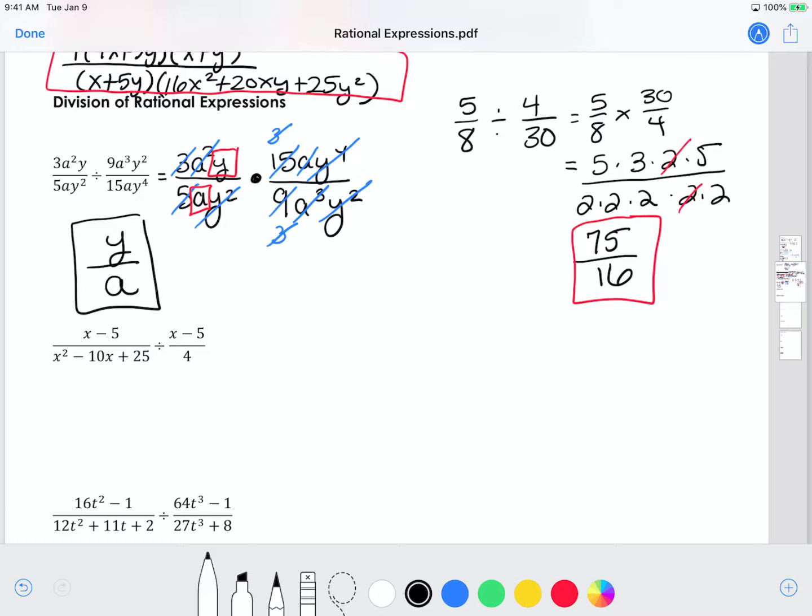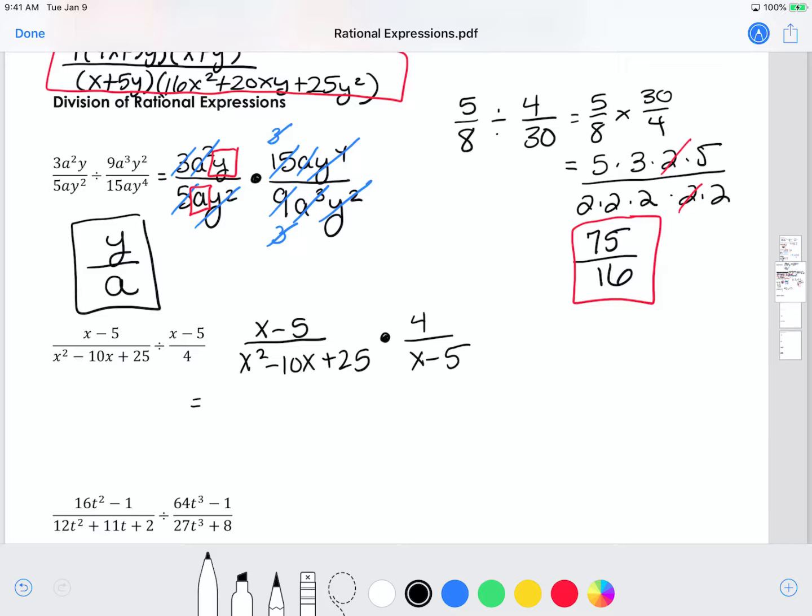Okay, for the second example, we're going to do the same thing again. I have x minus 5 over x squared minus 10x plus 25, and I'm dividing that by x minus 5 over 4, so I need to multiply by the reciprocal, which is 4 over x minus 5.